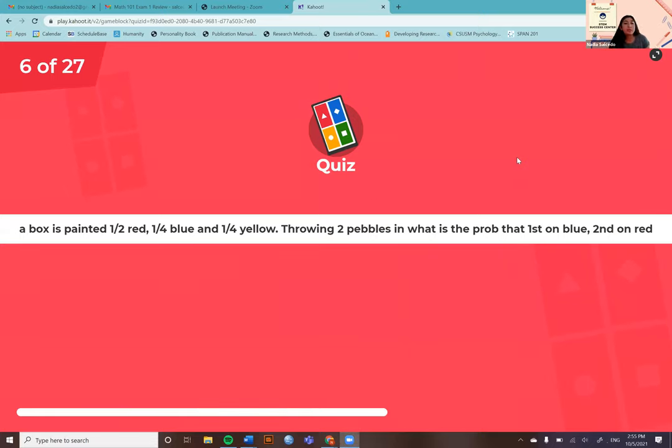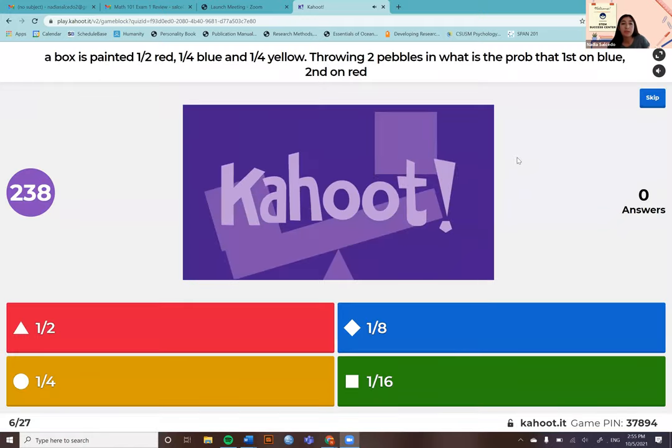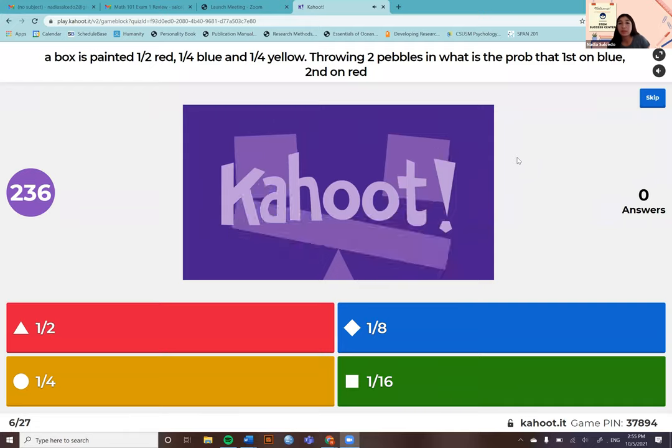Okay, this question says, a box is painted 1/2 red, 1/4 blue, and 1/4 yellow. Throwing two pebbles in, what is the probability that the first lands on blue and the second one lands on red?